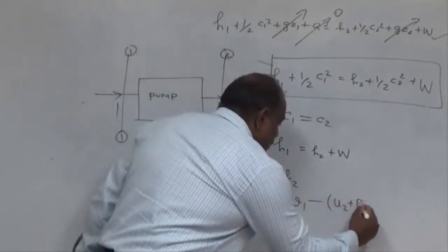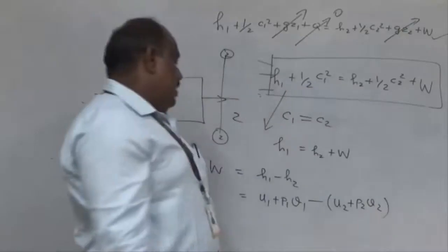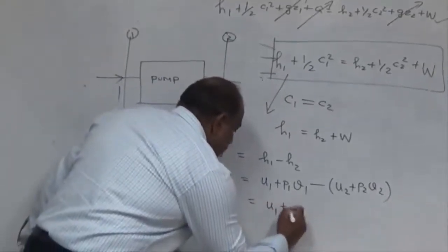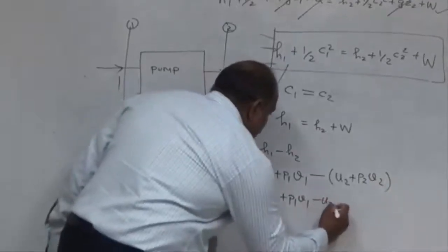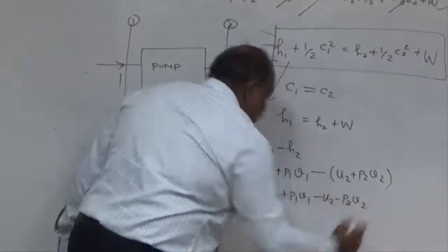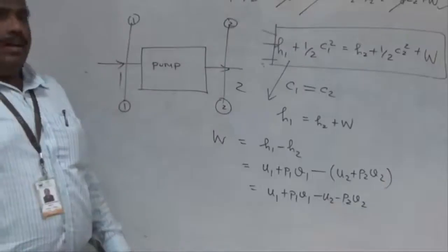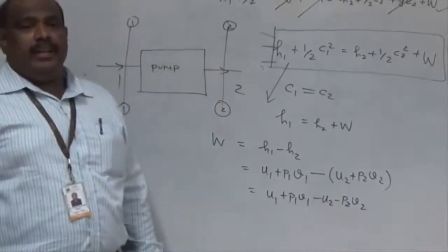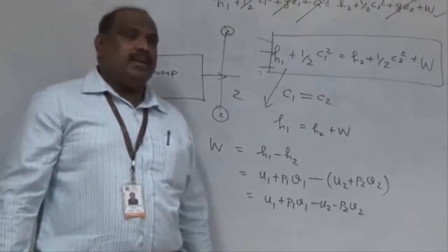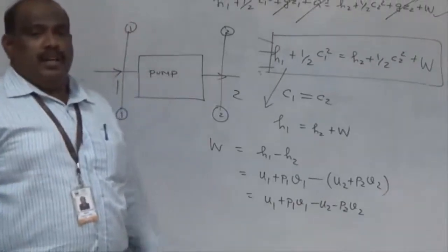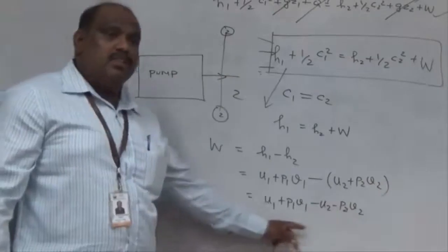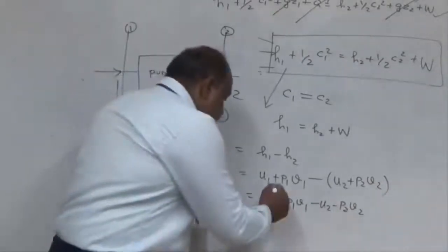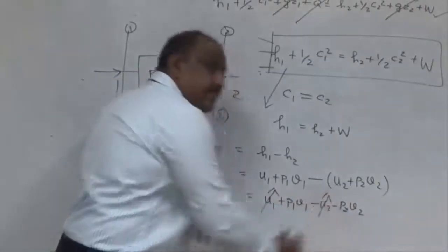U2 plus P2 V2. From this, what is the expression you get? U1 plus P1 V1 minus U2 minus P2 V2. Isn't it? What about U1 and U2? They will remain the same. Why? There will not be any change in internal energy, because U is a function of temperature. There will not be any change in temperature, which means there is nothing to worry about U1 and U2. The value will remain the same. So we can cancel off U1 and U2.